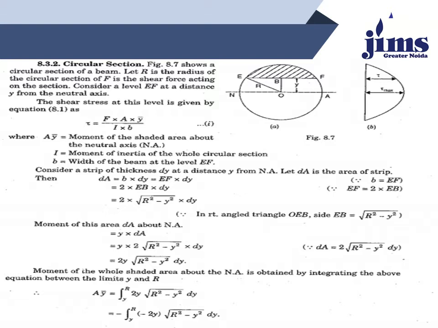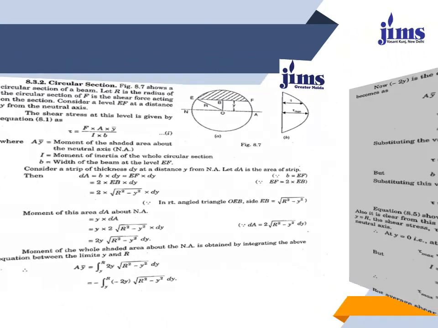So the next is the moment of this area dA about the neutral axis, that is y multiplied by dA. So y multiplied by 2 multiplied by under root of r square minus y square multiplied by dy. Putting the value of dA in this equation, we get the result 2y multiplied by under root of r square minus y square multiplied by dy. So the moment of the whole shaded area about the neutral axis is obtained by integrating the above equation between the limits y and r, that is Ay is equal to integration from y to r of 2y multiplied by under root of r square minus y square multiplied by dy. So this is the moment of the whole shaded area.